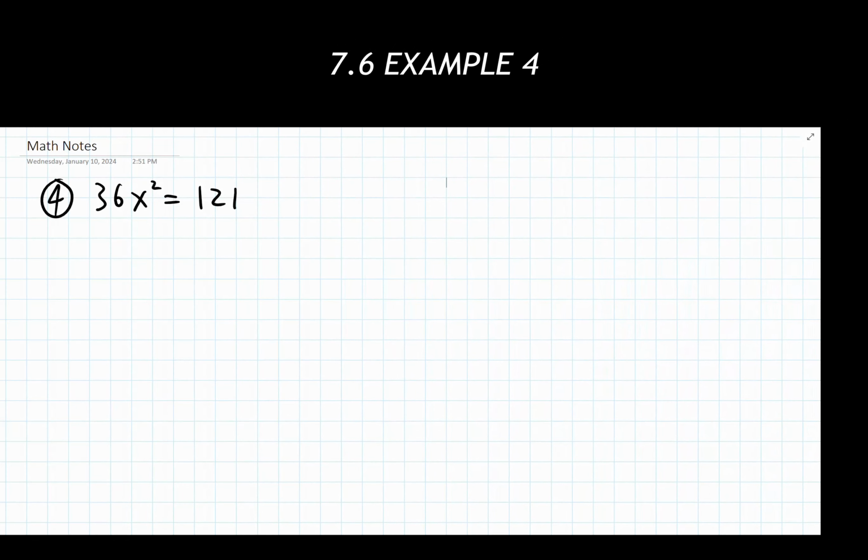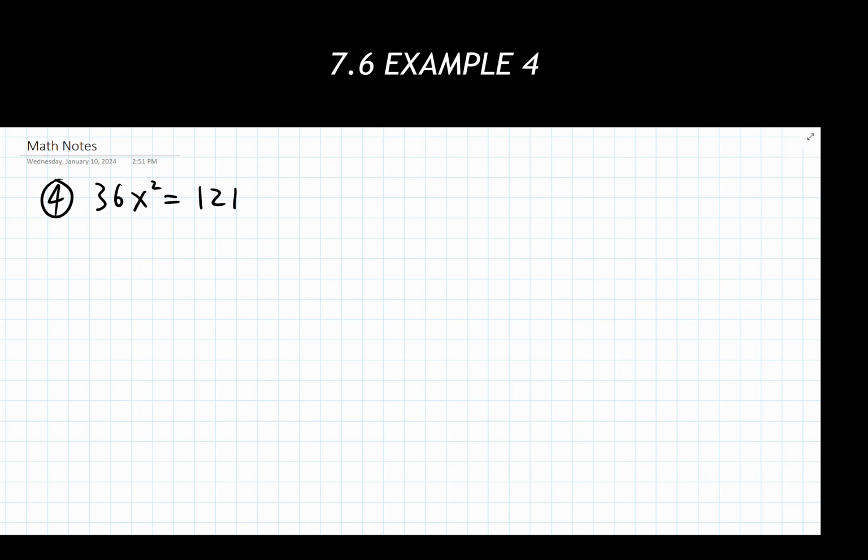And this brings us then to our fourth and final example, the list of the ones we have here. We are given something written out as 36x squared is equal to 121. Now looking at our process that we had written down, our first step tells us that we need to write the quadratic equation into standard form. So everything on one side of the equation equaling 0.